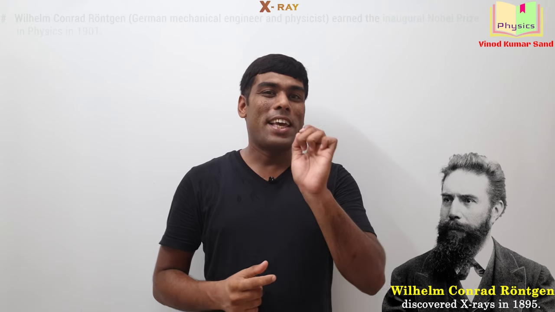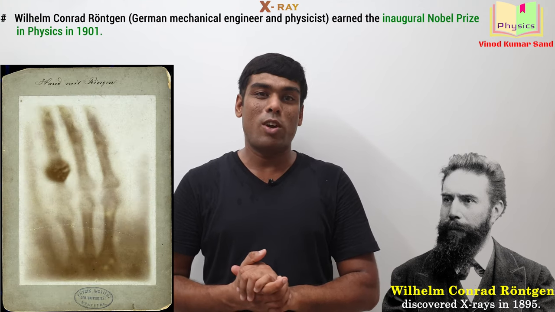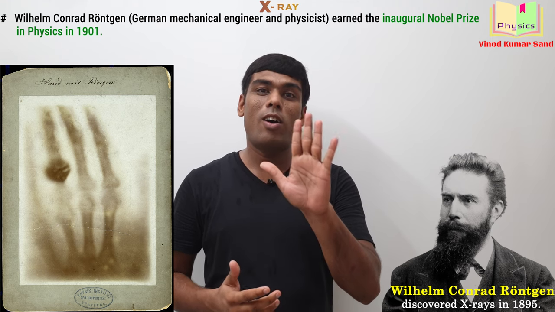The next important part of the electromagnetic spectrum is the X-ray. It was discovered by William Röntgen in 1895, and for this marvelous discovery he got the first Nobel Prize in the year 1901. Here on the screen you can see one of the first X-rays obtained by William Röntgen. It is showing the hand of his wife Bertha.